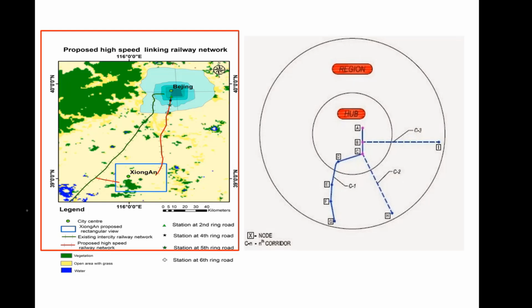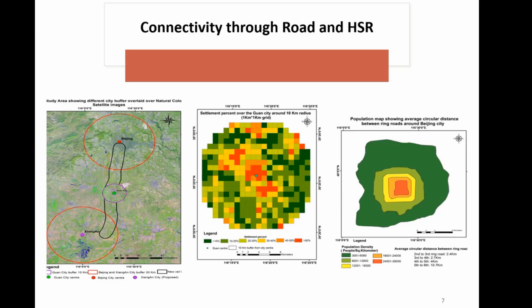Okay, so we can also show the vegetation area, open area with grass, with water, where the stations are. So each and every kind of information. That part is called the legend, and that part is basically the working part where you actually draw all this information. Okay, there is a saying that every picture should speak for itself. How we can connect different high-speed railway lines with different roads.